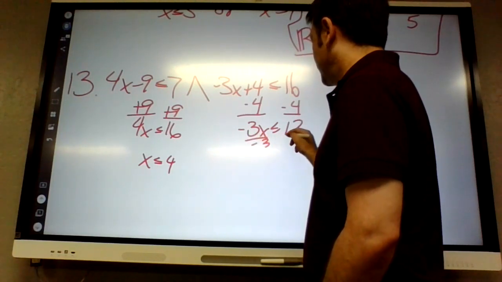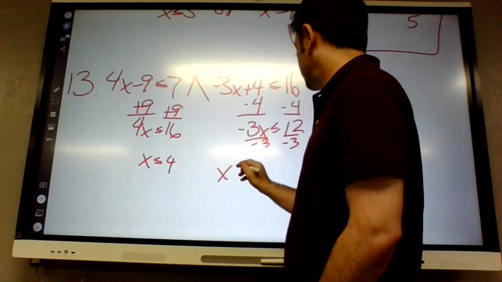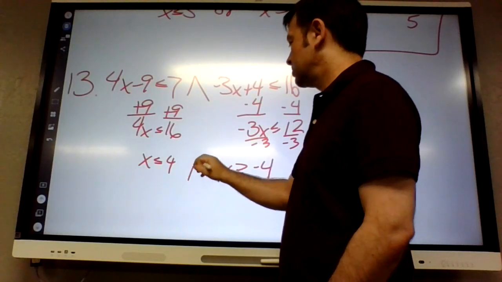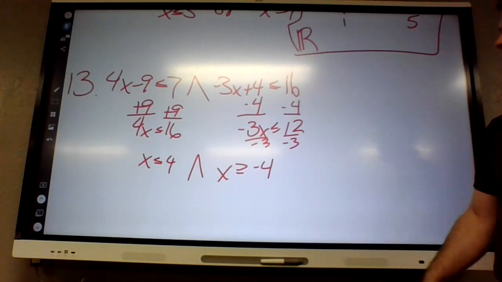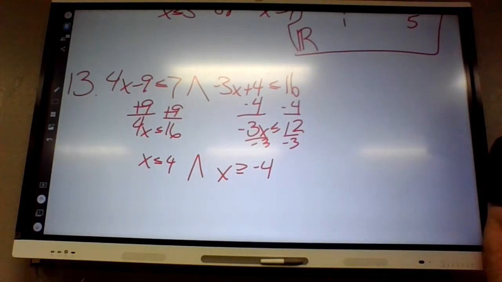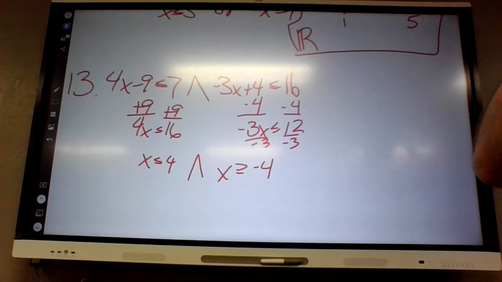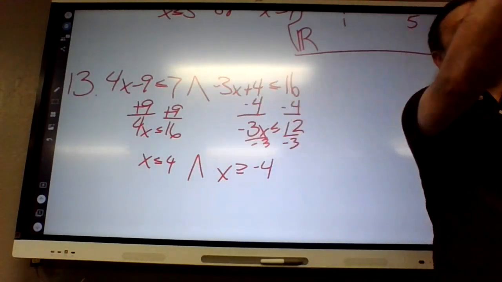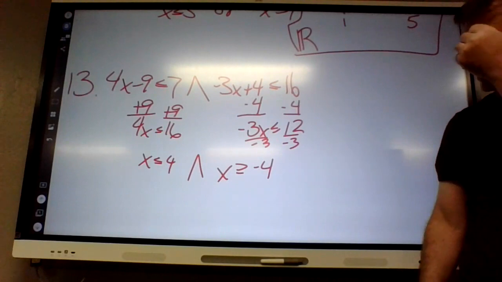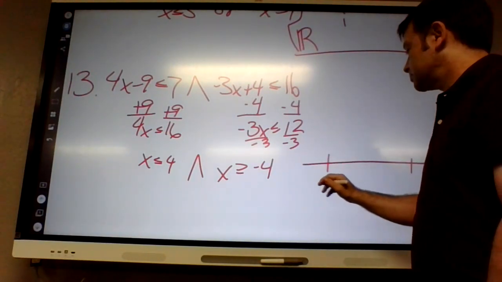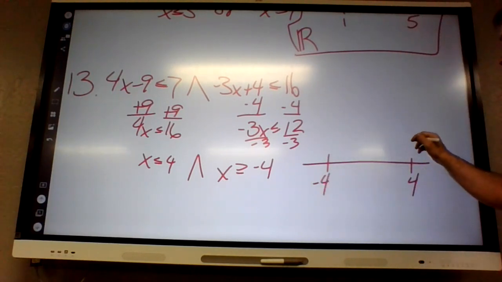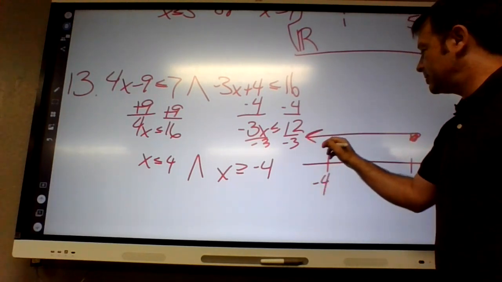So remember when you divide by a negative. Okay, so it's got to be less than or equal to 4 and greater than or equal to negative 4. Can you guys picture that in your head, what the answer would be? Less than or equal to 4, greater than or equal to negative 4.